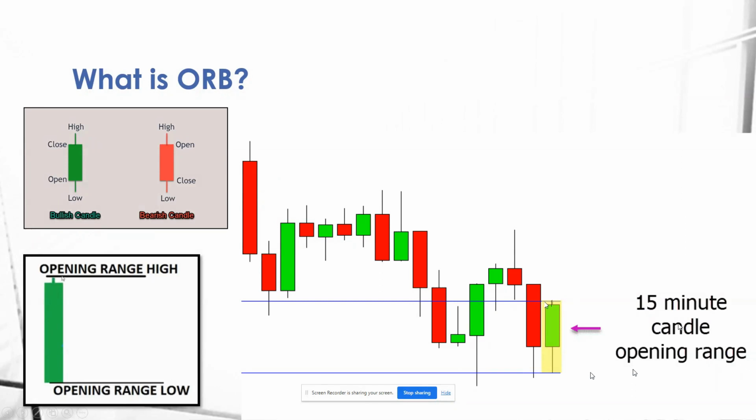Fine. And you have to check for the next candle. When the next candle starts, if it breaks out this particular high, you have to go for a call option, or you have to buy it. And if the next candle breaks this low, then you have to go for a put option, or you have to go for sell. This is the point. Very simple.